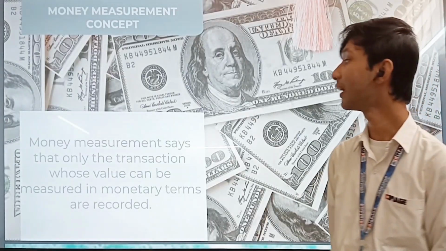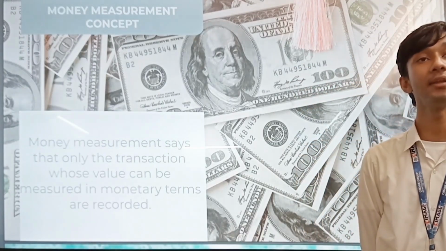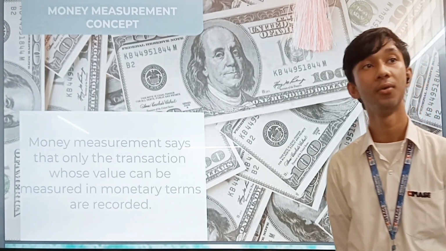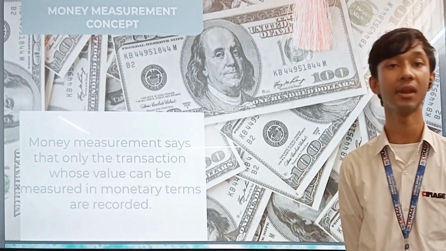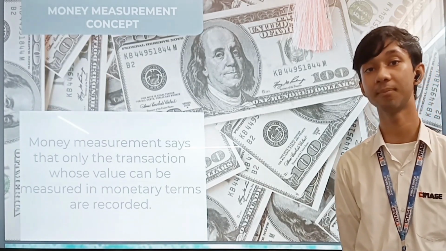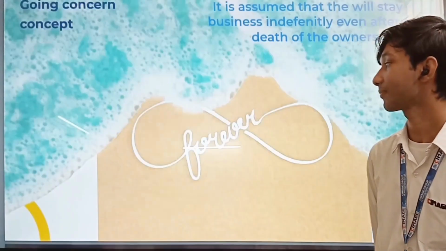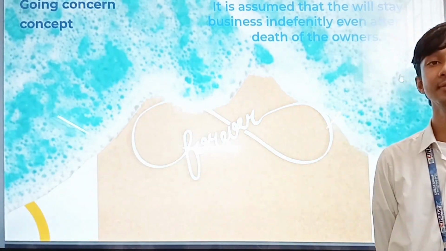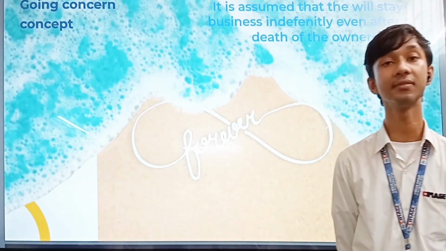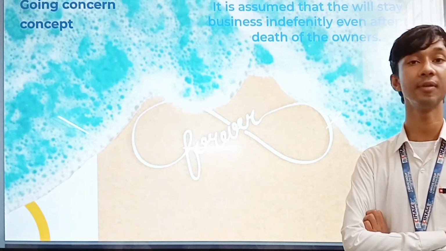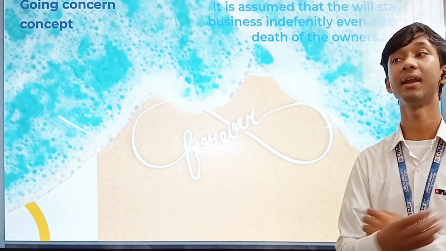Coming to the next one, that is the money measurement concept. The money measurement concept says that only those transactions are recorded which can be measured in monetary value. Next is the going concern concept. This concept says that the business never ends. Even if the owner dies, the existence of the business remains the same and it keeps going.